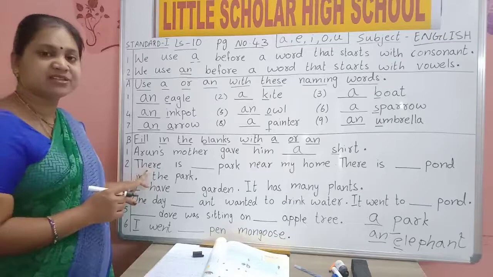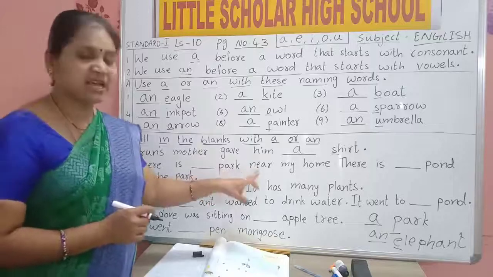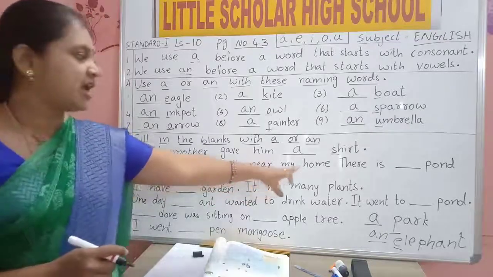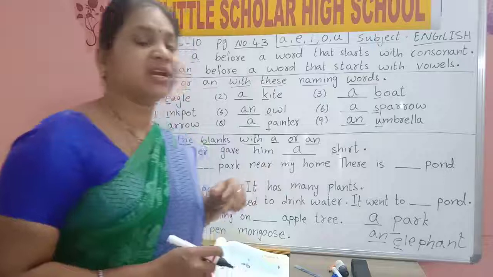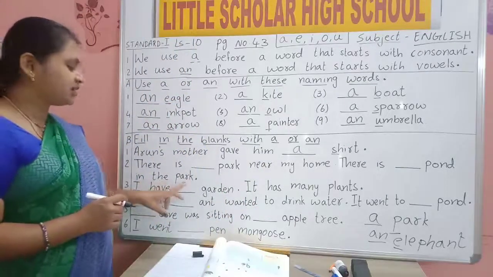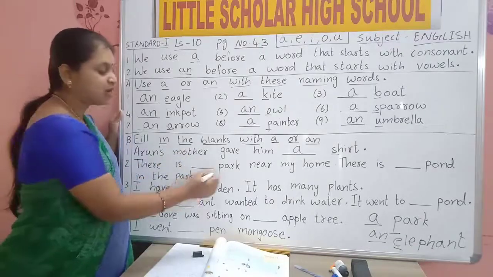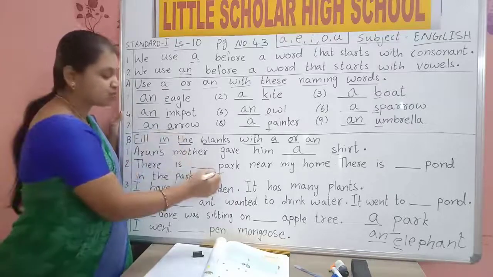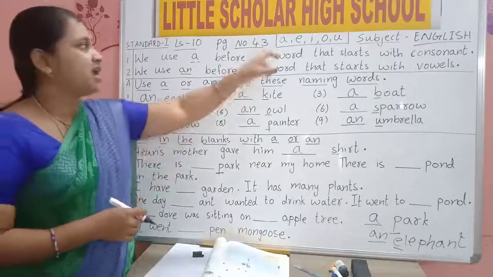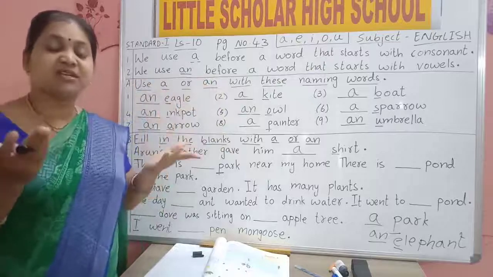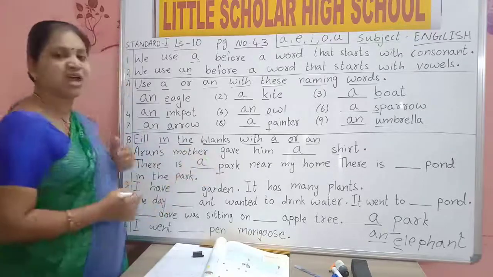Next. There is dash park near my home. There is dash pond in the park. Now, immediately after the dash, you should see the word. After the dash, you have park. What is the first letter of park? P. Now see in vowels, A, E, I, O, U. No, P is not there. That means it is a consonant. So in front of a consonant, what should we add? A.